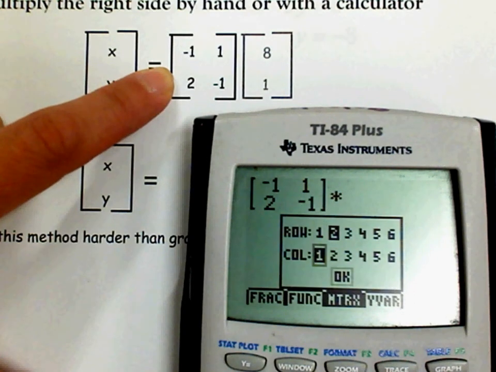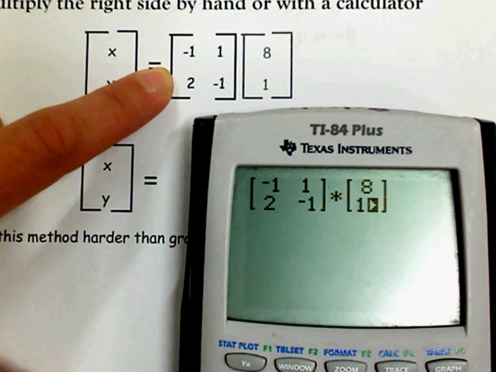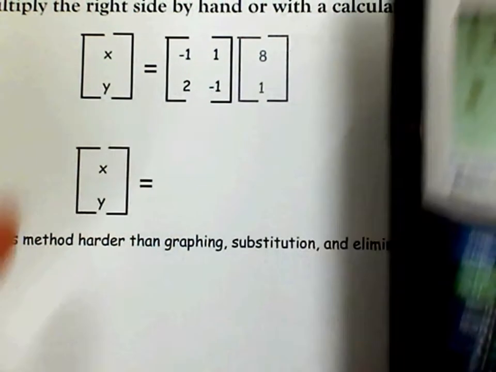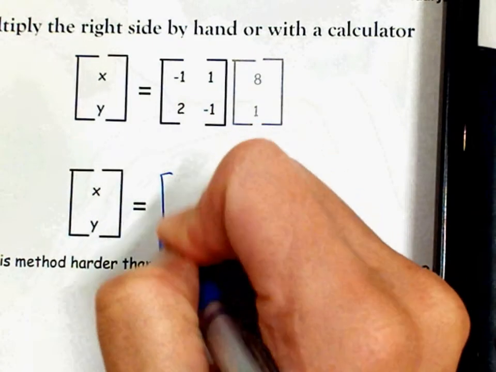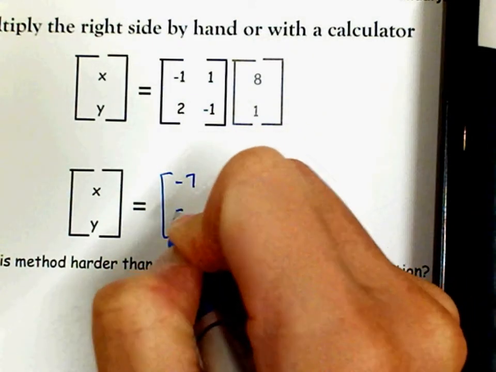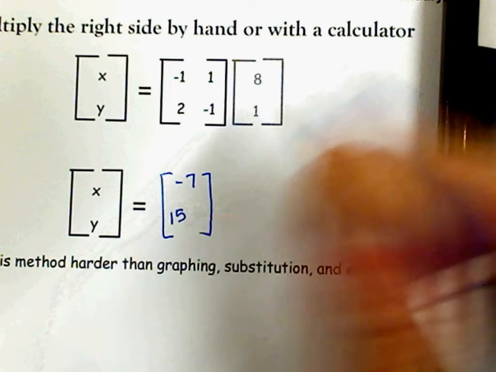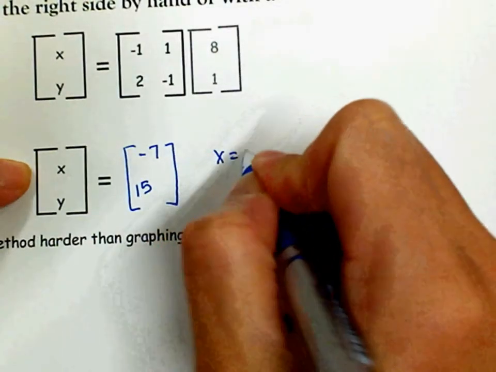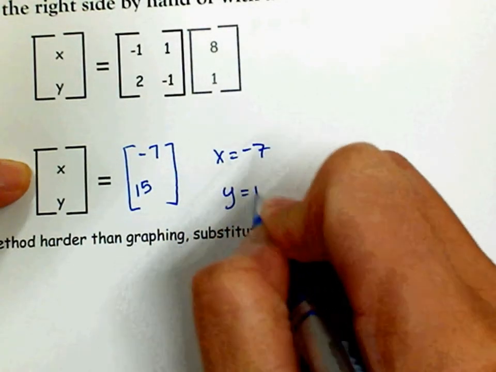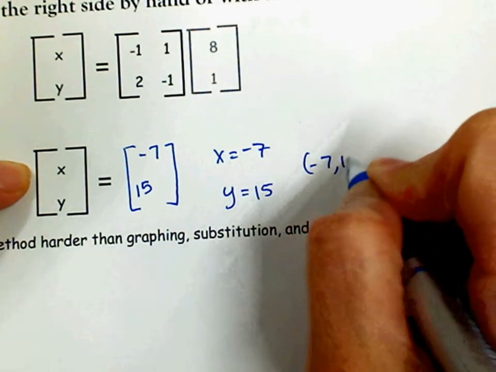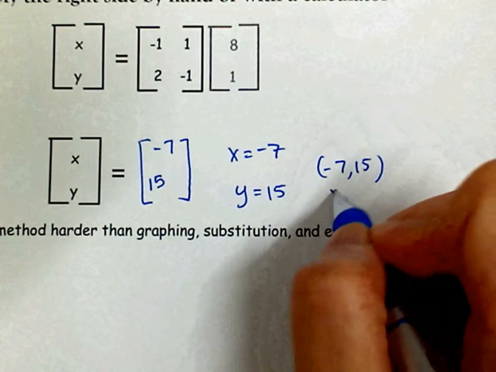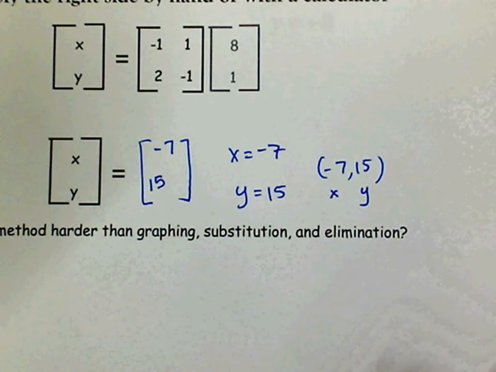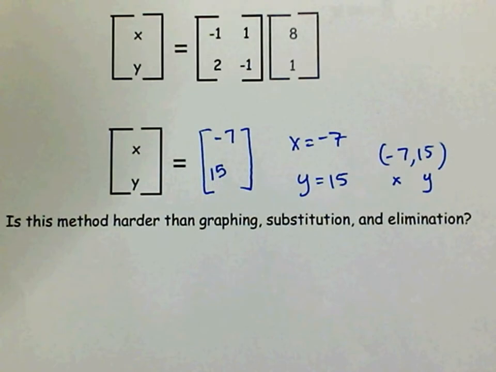Okay, 8, 1. And you have -7 and 15. Oh, positive 15, my fault. What does this mean? This means x is equal to -7, y is equal to 15, and you can write it just like this. Because here's your x, here's your y. So if I were to graph these two equations, this is where they would cross. I know that sounds kind of confusing, but let's do an example, and I think it will make a lot more sense. Okay? And it'll go a lot faster.